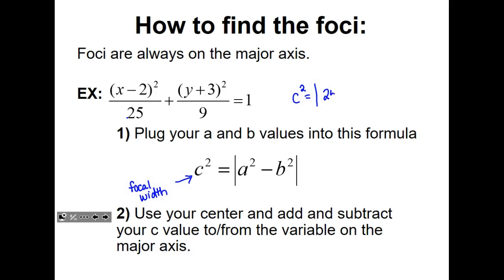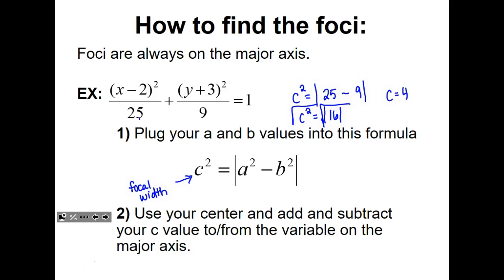a squared is 25 because the a would be 5. That'd be the distance from the center to the vertex horizontally. So a squared is 25. So we just use the number that is here. And then we would subtract 9. Those absolute value bars are there because we want this to be positive. So if it was 9 minus 25, you'd get a negative, but we're going to take the absolute value. But for this one, it's 25 minus 9, which is going to give us 16. And then we'll square root both sides of that. So c would equal 4.